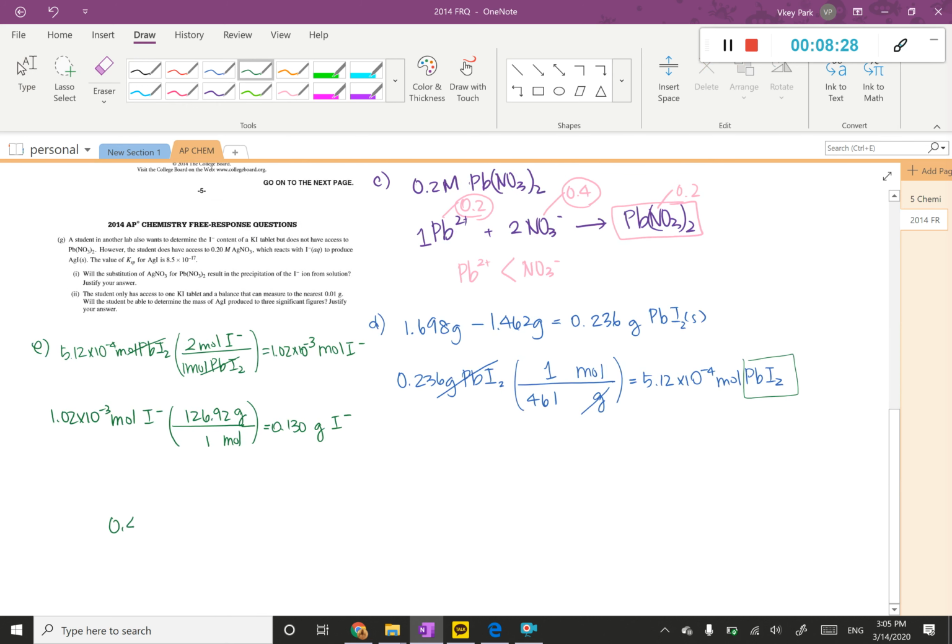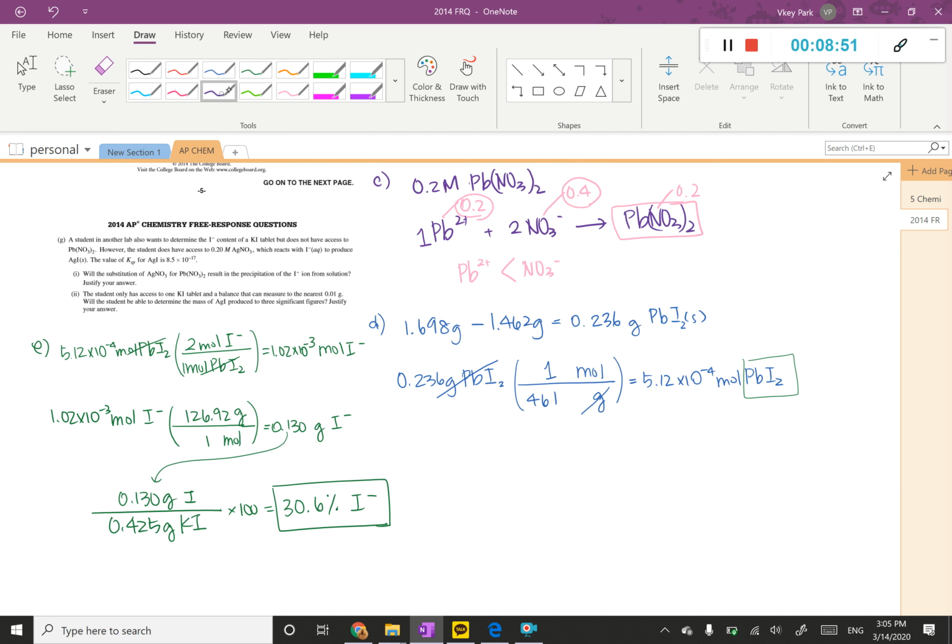So 0.425 is the total mass of the tablet, over this mass right here, 0.130 grams of just iodine, times 100, and I end up with the percentage, which is going to be about 30.6% of just iodine. And that's your answer for E. Okay, cool. Let's continue and look at F.